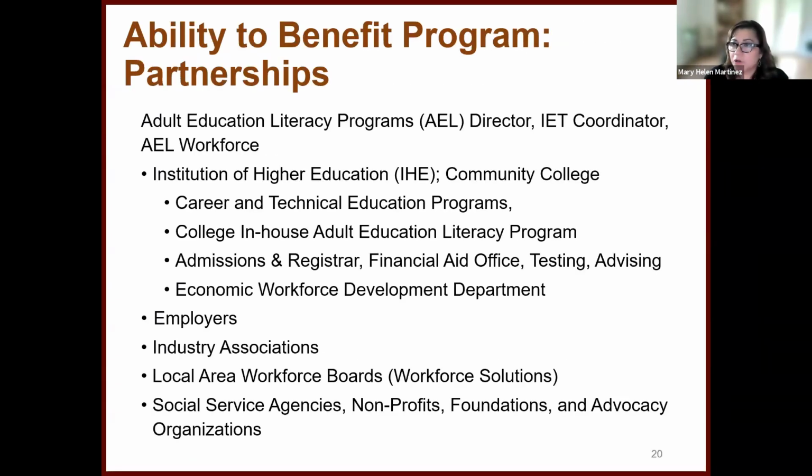So it's awfully critical to have partnerships internally and externally. It takes a village to do this ability to benefit program. So of course, it's the AEL program. It's the director, it's the IET coordinator, or the workforce director or coordinator. The institution of higher ed, the community college, the career and technical education programs. There's always a dean overseeing that or a chairperson of that particular program. Your college in-house adult education literacy program. We actually have an adult education literacy program in Alamo Colleges. Again, it's not the grantee for the state funding, but it is one of the consortium members. And then your admissions and registrar. It takes a long time to get someone to fill out the application and get through admissions.